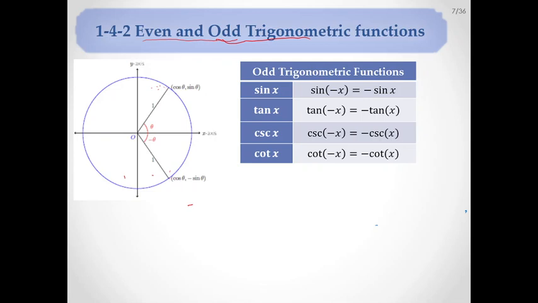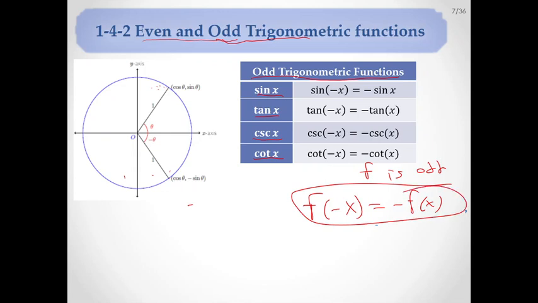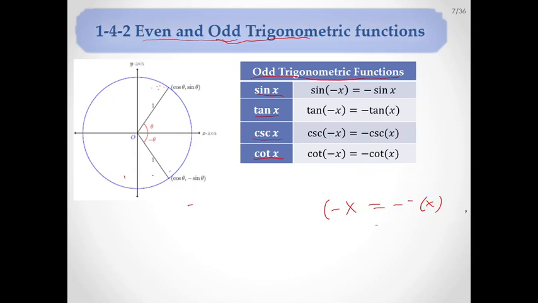Here sine x is an odd function, and in the same way tangent x and cosecant x and cotangent x, they're all odd functions. Odd function means f is odd if f of minus x is equal to minus f of x. So f is odd means this. So the four trigonometric functions are odd.